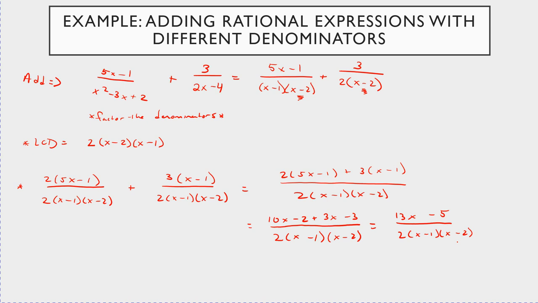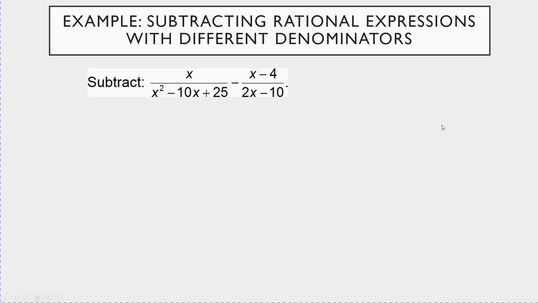All right, let's now do a subtraction problem now. A little bit more complicated here. All right, a little bit more crazy. So let's subtract this. x divided by x squared minus 10x plus 25 minus x minus 4 divided by 2x minus 10.